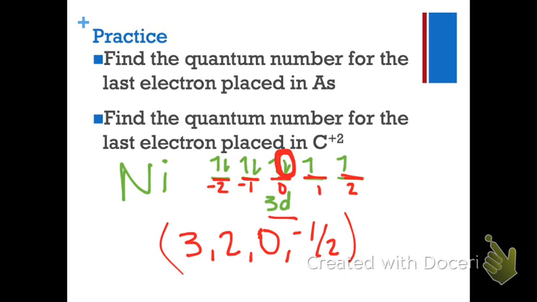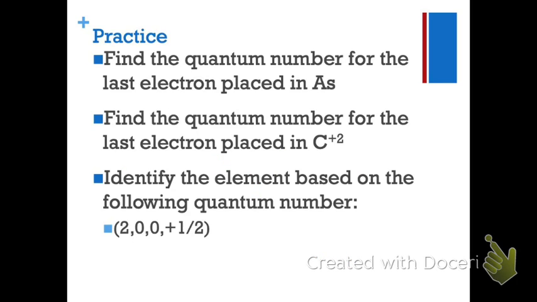Over there, there's 6 in the p block. 6 divided by 2 electrons each is 3 versions. That's why we draw 3 lines for p. And then 2 can only fit in the 1. Right. 2, 0, 0, positive 1/2.